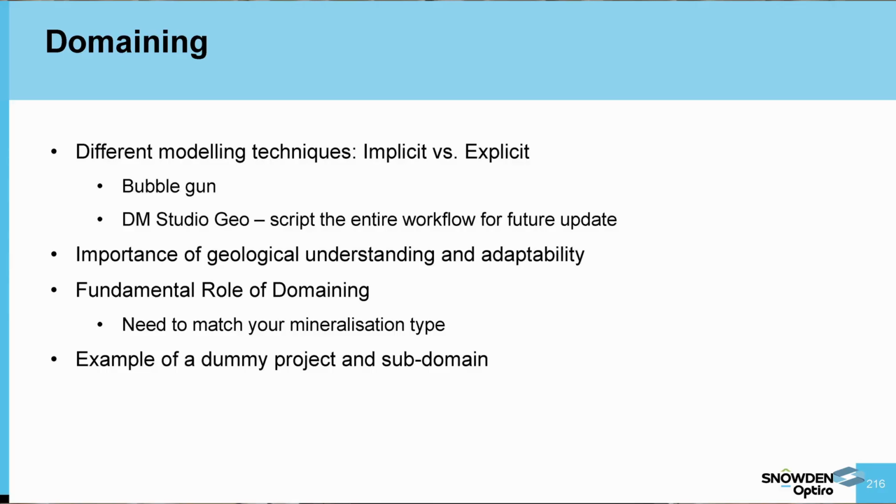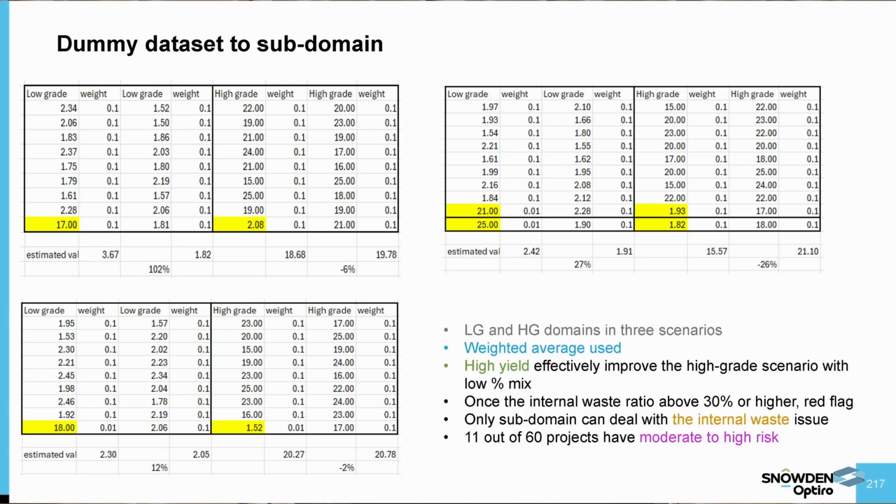So I've created some dummy data to prove one or two points in the following slides. Overall there are 3 scenarios, but let me walk through this with you. On the top left table, we have two domains. One is relatively the low-grade domain on the left, and on the right-hand side, that's a high-grade domain.